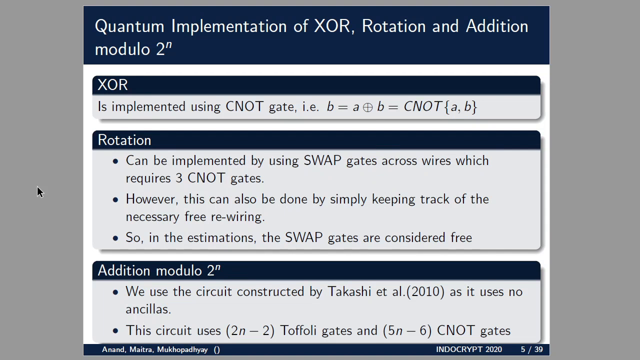Quantum implementation of XOR, rotation and addition modulo. XOR can be implemented using the CNOT gates. Rotation can be implemented by using swap gates across wires, which requires 3 CNOT gates. However, this can also be done by simply keeping track of the necessary rewiring for free, and so in the estimations, the swap gates are considered free. For addition modulo 2^n, we use the circuit constructed by Takahashi et al. as it uses no ancillas. This circuit uses 2n minus 2 Toffoli gates and 5n minus 6 CNOT gates.